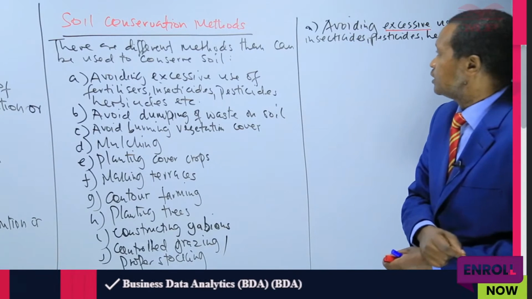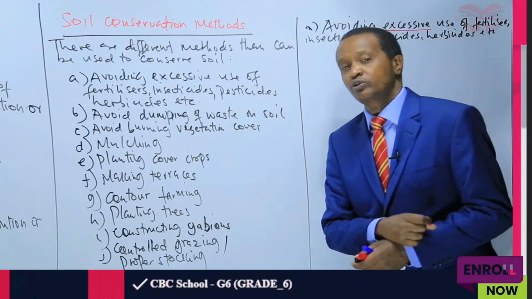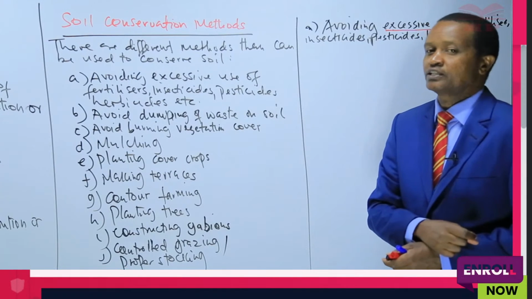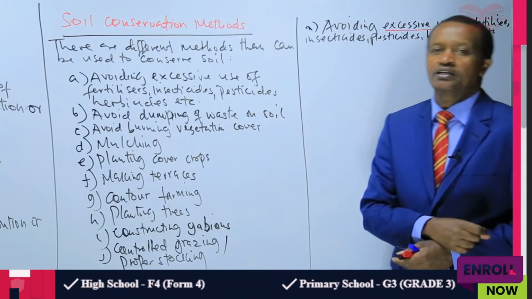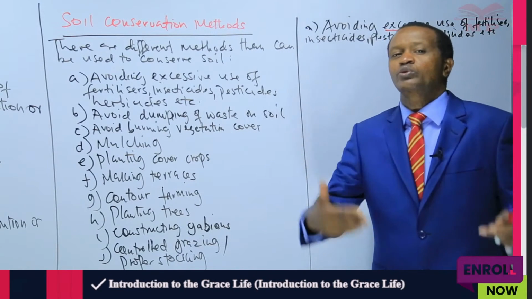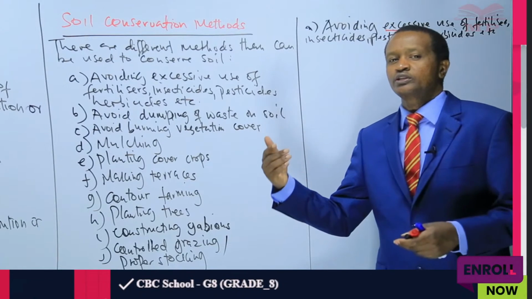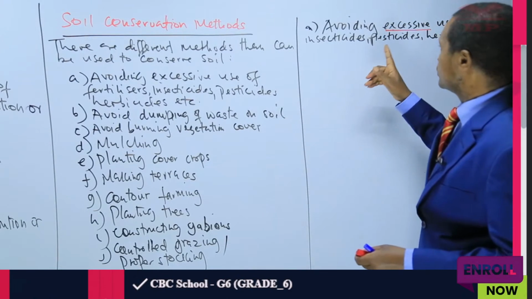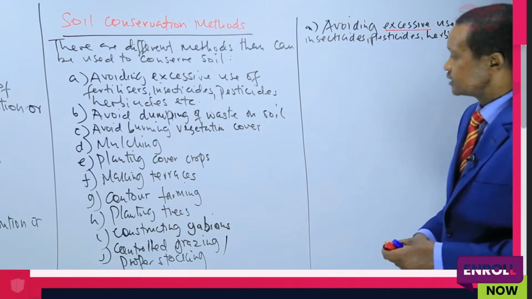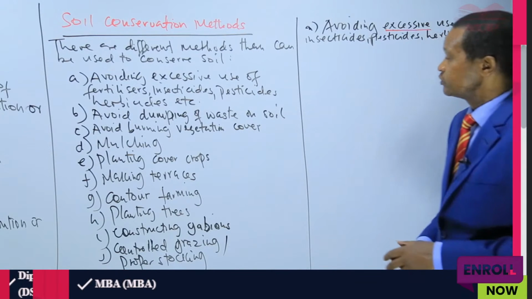So instructions should be followed on how these chemicals are applied on the soil. And we've said that farmers should instead use manure, and where possible they should use biological methods in controlling pests, controlling insects. So learners, that will mark the end of our today's lesson.